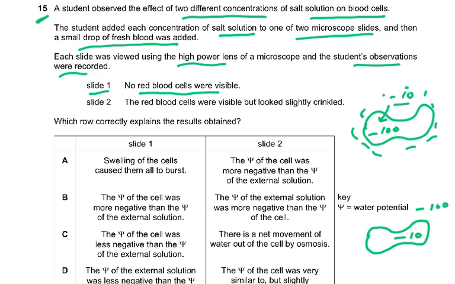Slide 2, what has happened? The red blood cells are visible but look slightly crinkled. So water has moved out of them. So it will be more negative outside and less negative inside. Water has moved out and the cell has shrunk, and as you can see, the red blood cell has shrunk.